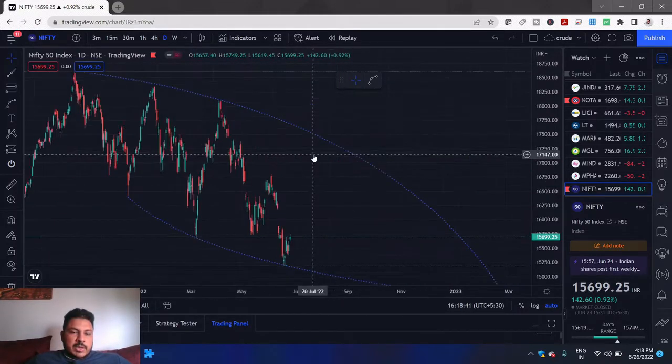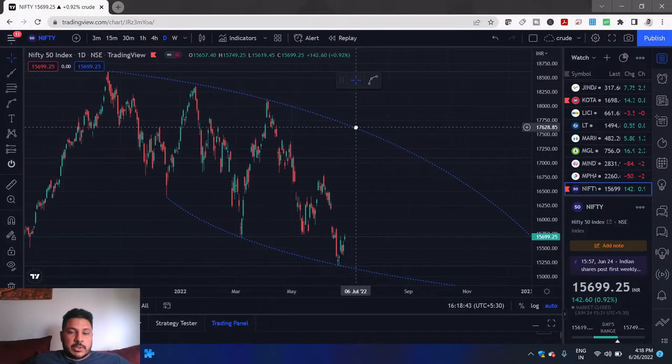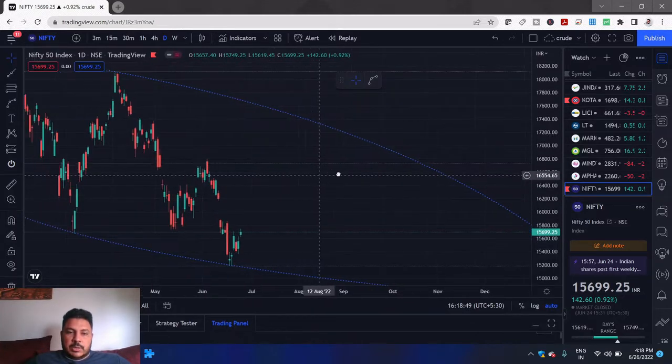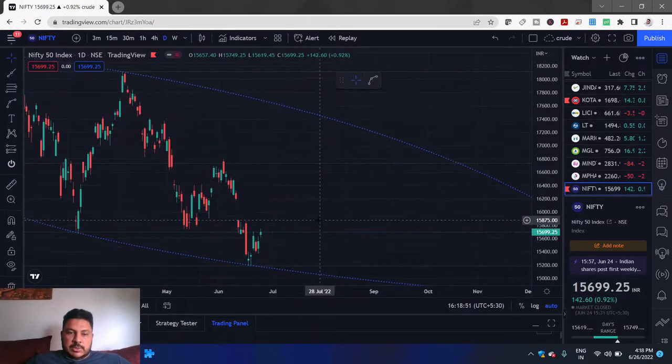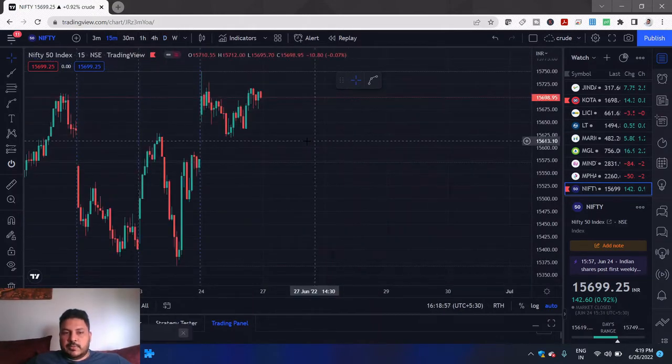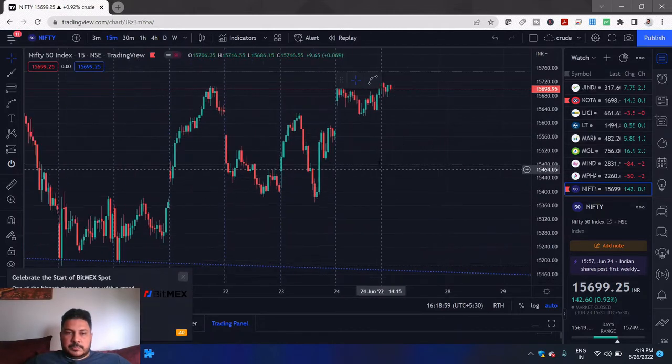This is on the daily time frame, and on the daily time frame there is a possibility that the market can bounce purely on a price action basis. So let me analyze this on a 15-minute chart. That will be clearer for us to see.